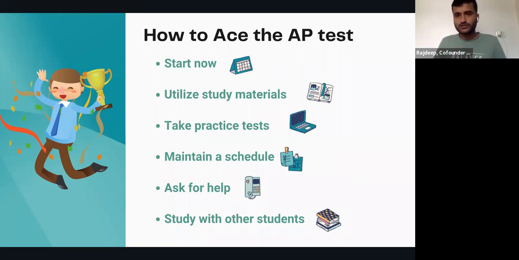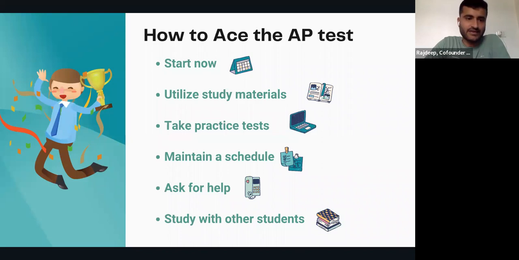Maintain a schedule, very similar to start now. Start early, maintain a schedule, and stick to the schedule, because that's going to be the key. You have to do this through and through for the next 8-10 months if you want to do well in the month of May. In between, you will also have your school exams, so you'll have to plan your calendar really well. Maintain a well thought out schedule.